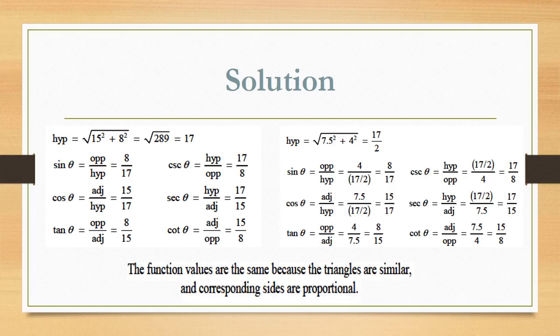Okay, so the hypotenuse of the first one was 17, and of the second one, 17/2. And when you put them into the ratios and you simplify, you discover that they do indeed have the same sine, the same cosine, and the same tangent. The reason for this is that these two triangles are similar. Similar triangles have angles that are of the same measure and sides that are in proportion.